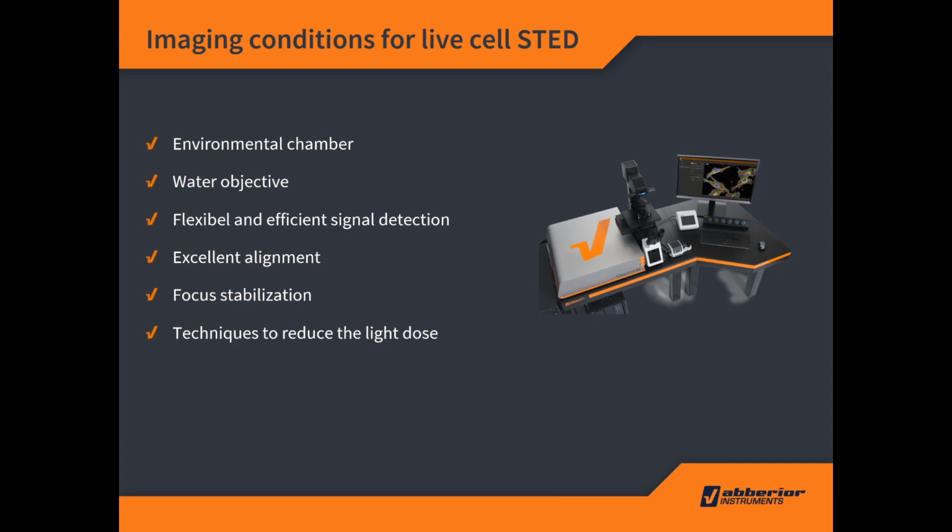To achieve the best signal to noise, the system should be equipped with a flexible and efficient signal detection and should be optimally aligned. To achieve highest stability in the Z-axis and a smooth continuous imaging, you also want to have a drift stabilization that keeps the image in focus, especially if the environmental chamber is at 37 degrees. As a final tool, you need ways of managing the photon budget to reduce the overall confocal and STED light dose applied to the sample.